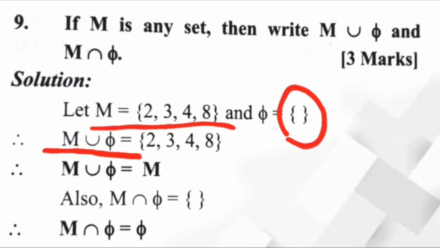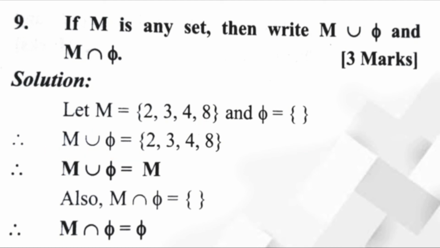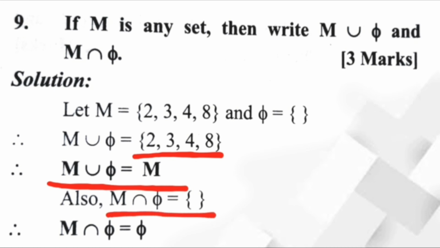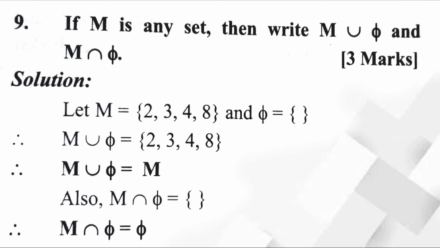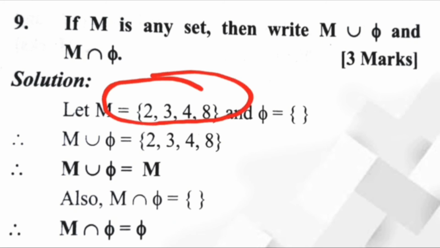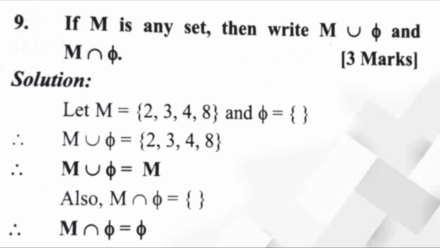So M union empty set, दैट मीन्स यहाँ पर कुछ भी नहीं है. इसको इसके साथ अगर हम लोग लिखेंगे भी तो भी आंसर क्या आएगा, M. ओके, दैट मीन्स 2, 3, 4, 8. सो आंसर फॉर M यूनियन एम्प्टी सेट इज इक्वल्स टू M. एंड नेक्स्ट M intersection empty set. So there is nothing common in between empty set and M. Yes or no? So M and empty set has nothing common, therefore the answer will be empty set itself. So M intersection empty set will be empty set.